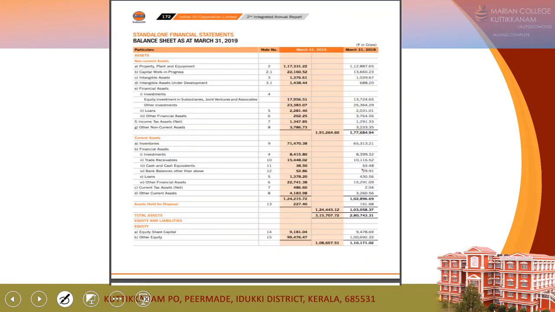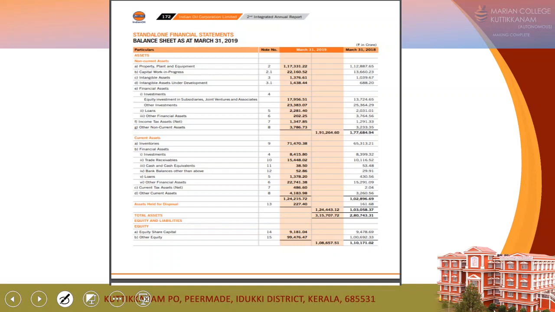See another balance sheet, of Indian Oil Corporation. Here also we can see some of the figures, right? But are you able to make a decision or analysis or an interpretation based on these figures?